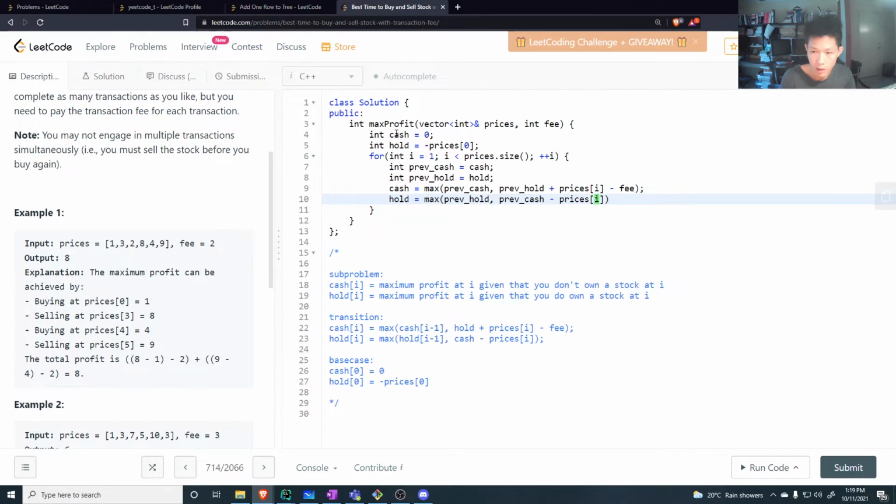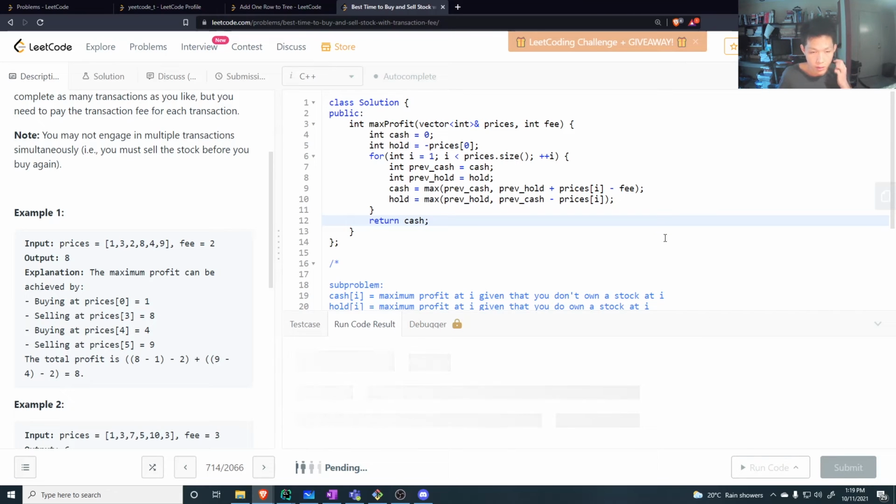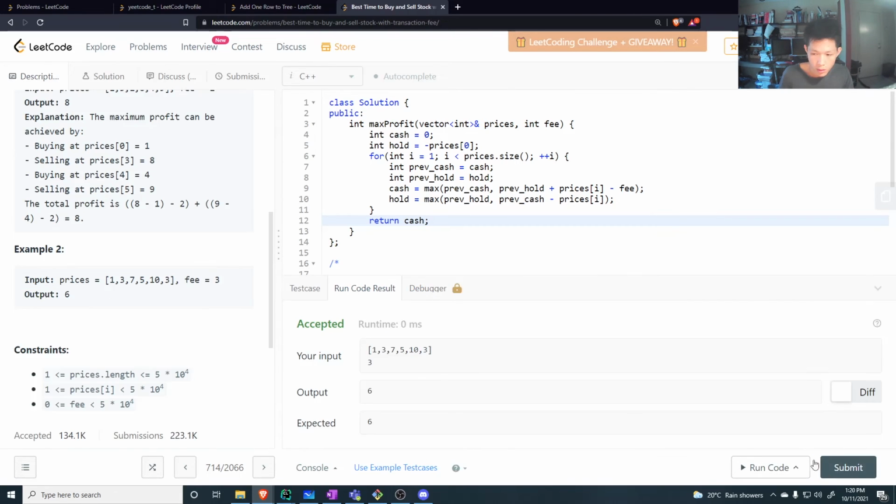prices at i. And at the end, if I'm still holding on to something, that's definitely not the optimal answer. So the answer would be cash. Return cash. And give that a run.